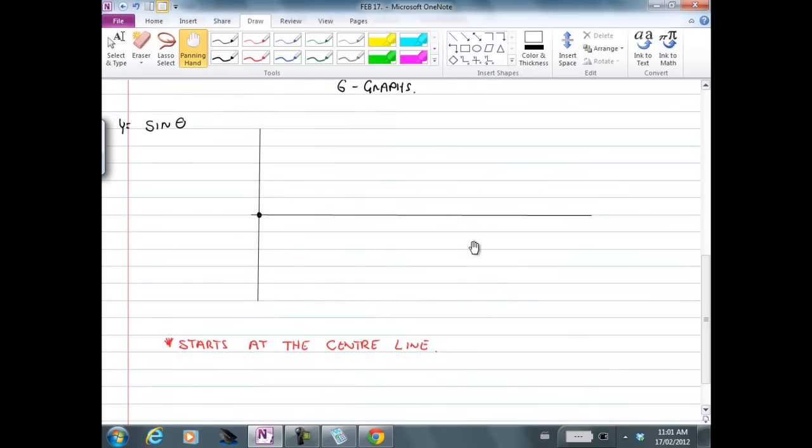So here's how it works. A sine graph starts at the center line. It goes from down here, and it goes all the way up to a certain point. I'm going to show you what that point is in a second. Then it goes back all the way down to the middle, and finally it goes up again. It should be a nice curve. Mine doesn't look that nice, but you can imagine.